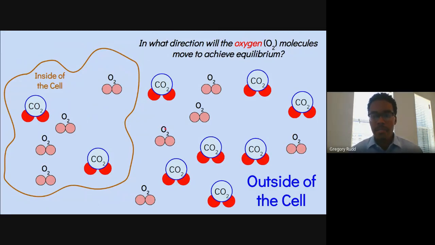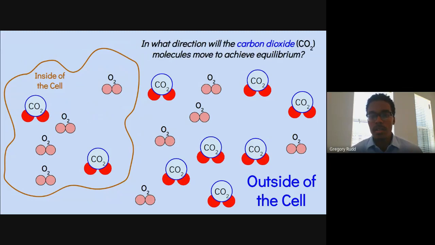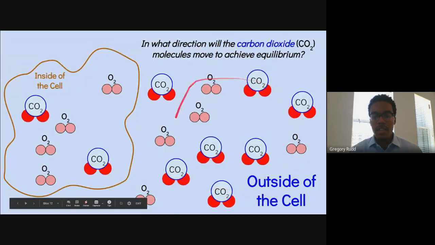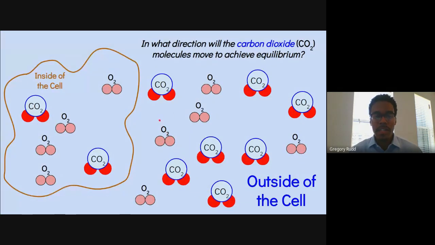What about my carbon dioxide? What direction will the CO2 molecules need to move in order to achieve equilibrium? You all told me earlier that the CO2 is in a higher concentration on the outside. So what direction does it need to move? Where will the carbon dioxide flow? Will it flow to the inside of the cell to achieve equilibrium, or will it flow to the outside of the cell?